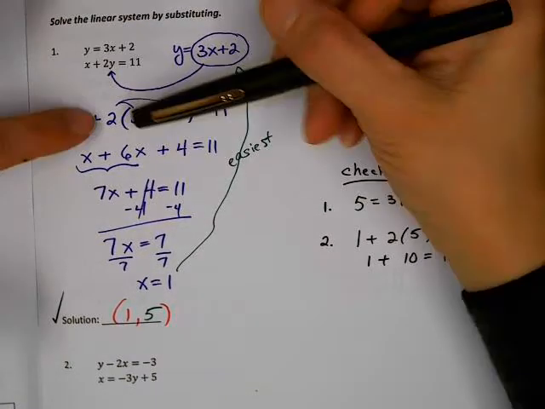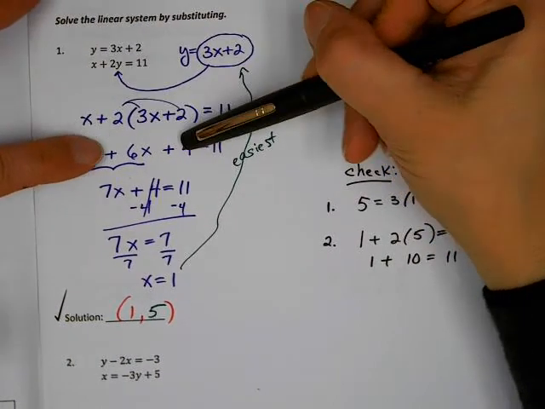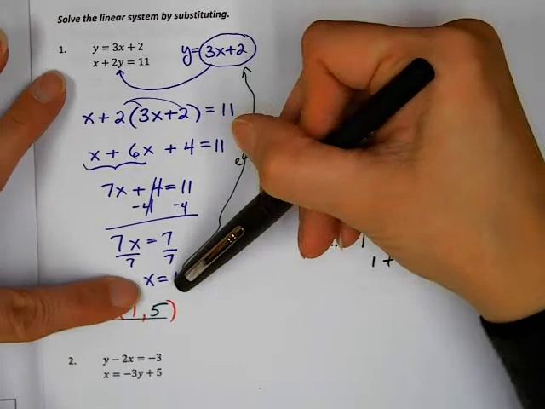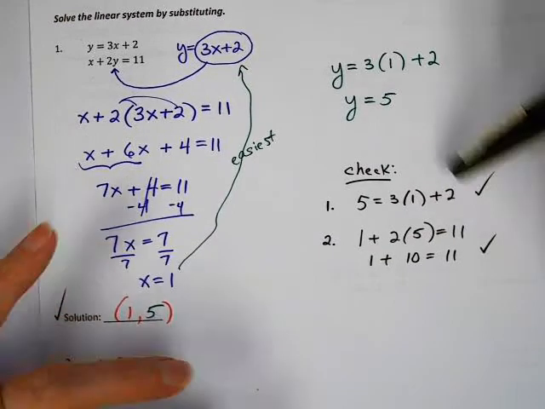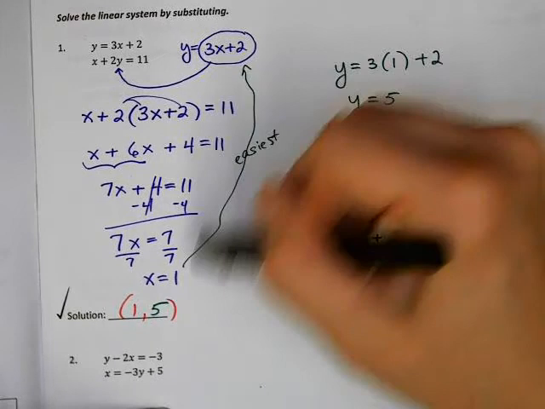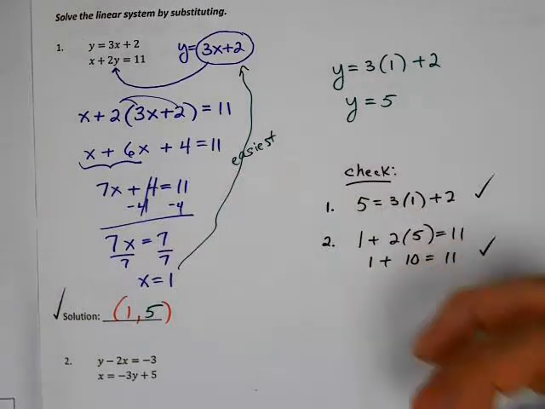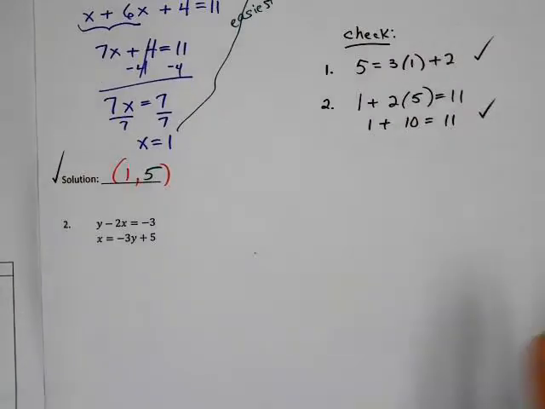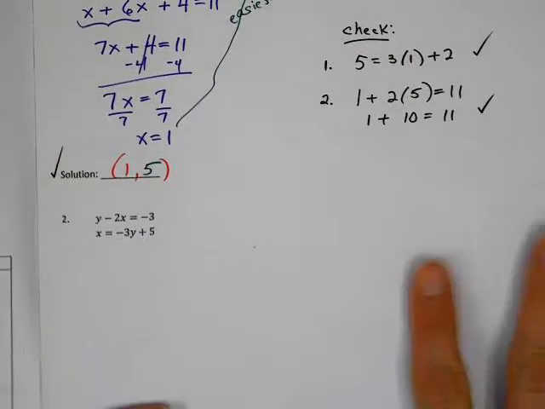Sometimes if you make a little tiny mistake here, maybe with distributing, this x becomes wrong, which affects that y, which means it's not going to work. Okay, so there's a great way to make sure that all your steps worked out since we're using it over and over again. Okay, let's do another one.